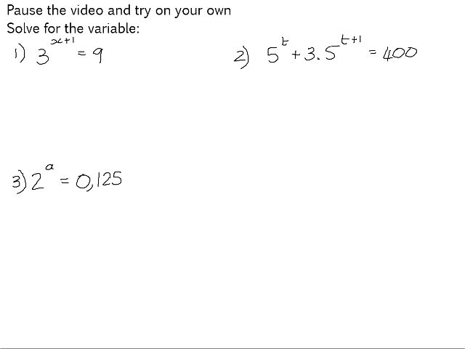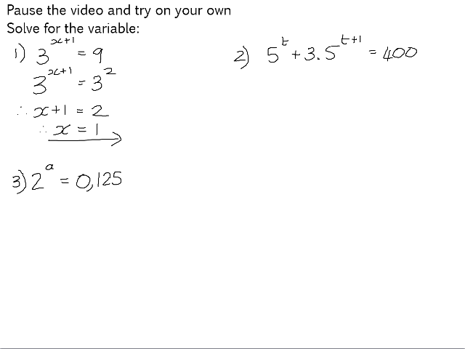There are some examples in your homework book, so please pause the video and try these examples on your own. Okay, number 1. We need to make 9 have the same base as 3. 9 is 3 squared, so therefore x plus 1 is equal to 2. Subtract 1 from both sides, and your final answer is x is equal to 1.